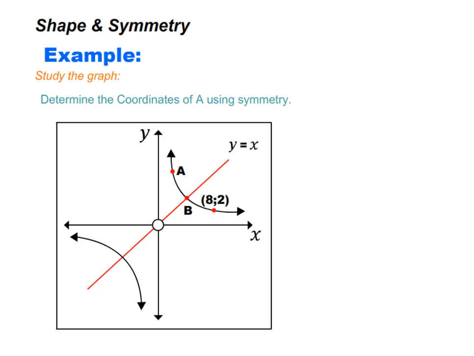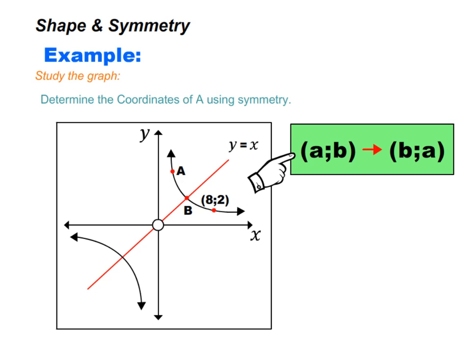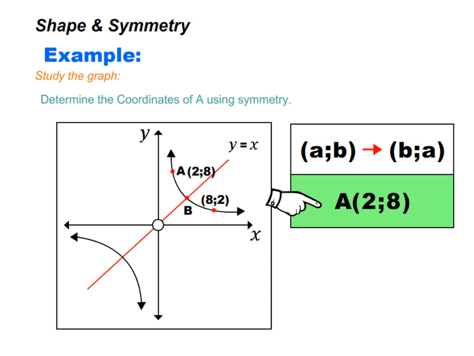Let us have a look at the third question. We know that point 8 and 2 and point A are symmetrical about the line y is equal to x. Look at the rule. If we have point A and B, we are going to solve the coordinates if we are reflecting on the line y is equal to x. To transform any point on the line y is equal to x, we swap the coordinates. So that simply means point 8 and 2 will become 2 and 8. So the coordinates of point A will be 2 and 8.